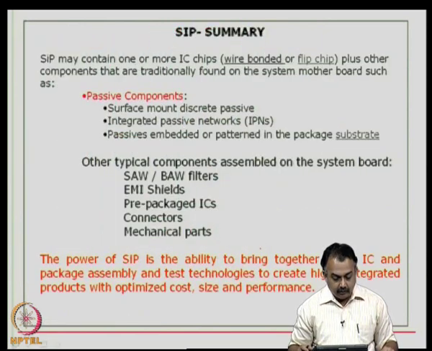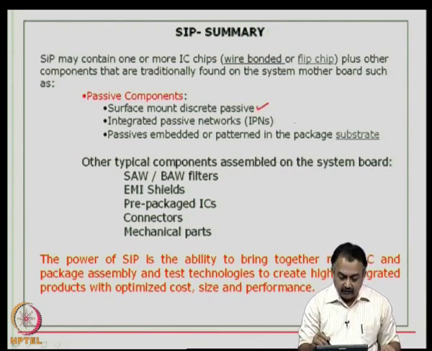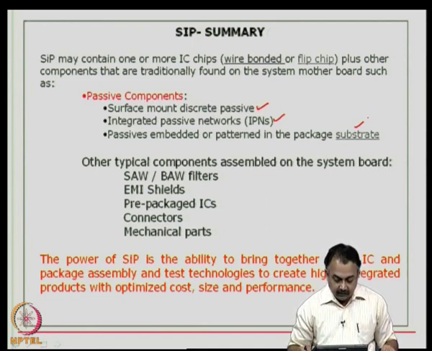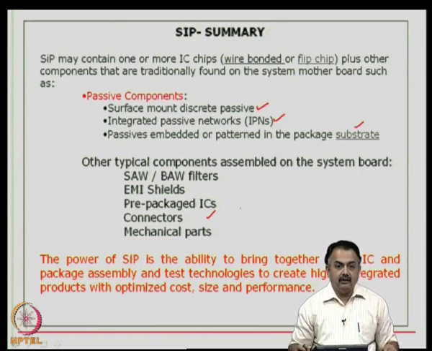and they produce system in package based on your requirement. So, the summary of system in package is that you can use active components, you can use passive components along with the active devices. So, it may contain two or more active devices, which can be wire bonded or flip chip interconnected, and you can have surface mount discrete passives, passive networks or embedded passives in the structure, and then encapsulated finally to give a system in package. The other typical components that can be used could be connectors, some other mechanical parts, EMI shields, filters and so on.